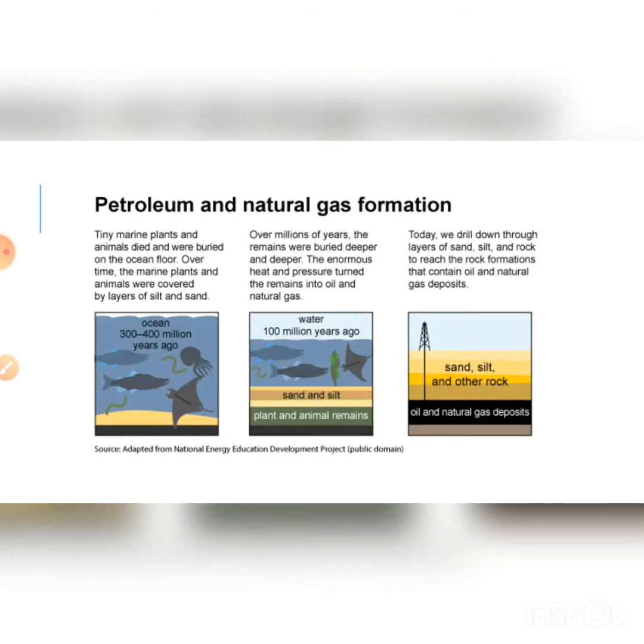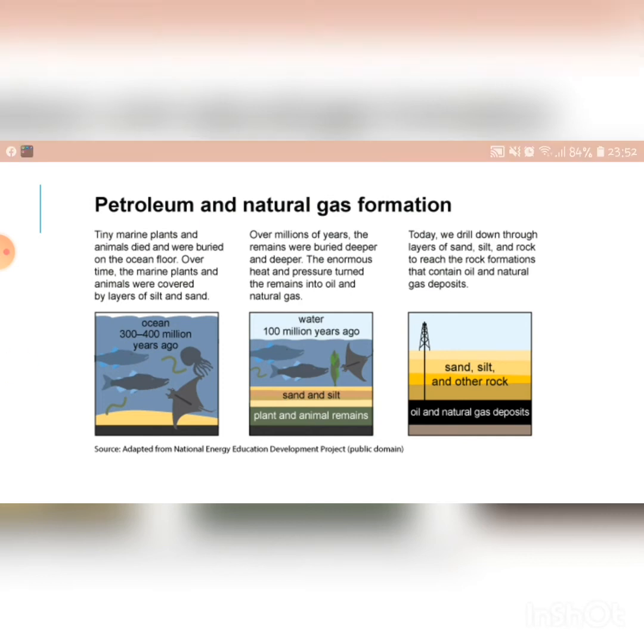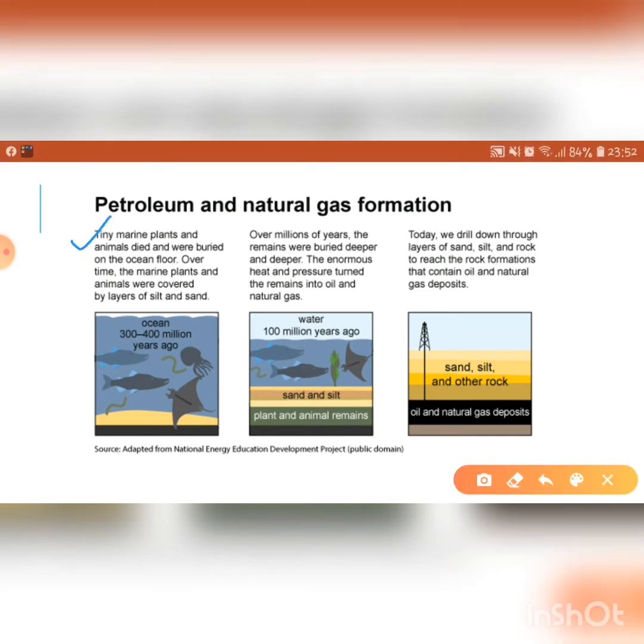Now, how is petroleum and natural gas usually formed? Tiny marine plants and animals died and were buried deep on the ocean floor. Over time, the marine plants and the animals were covered by layers of silt and sand. Over millions of years, the remains were buried deeper and deeper. The enormous heat and pressure turned their remains into oil and natural gas.